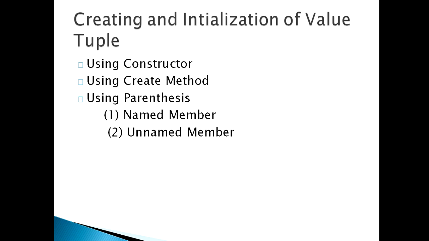There are 3 ways to create and initialize a ValueTuple. One is using the constructor method, the other is using the create method, and the third one is using parentheses. Parentheses has 2 types: named member and unnamed member. Let's see first how to create a ValueTuple using a constructor method, then the create method, then parentheses.